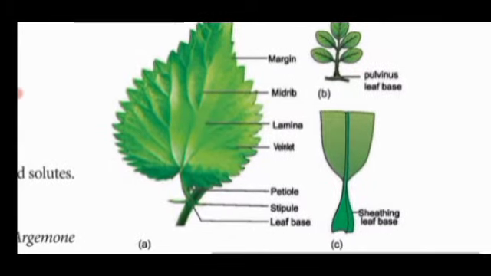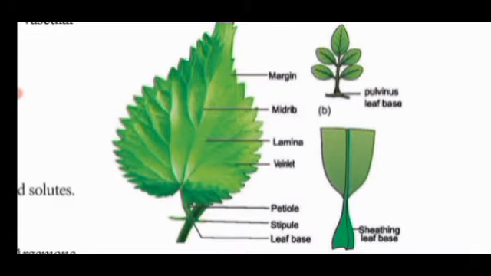The next, parts of the leaf. The leaf contains three important parts. One is the leaf base, hypopodium, and the petiole region, that is the middle region, is called the mesopodium. Lamina is the epipodium. The first is the leaf base, hypopodium, the part of the leaf.